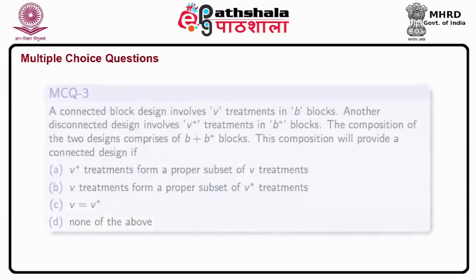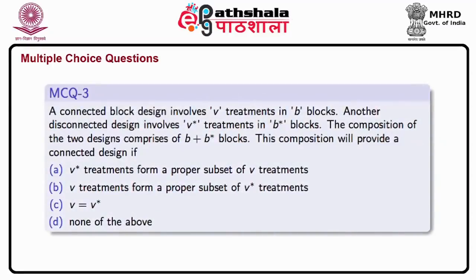And the third one: a connected block design involves V treatments in B blocks. Another, disconnected design involves V star treatments in B star blocks. One is connected, and the other, the second one, is disconnected. And the composition of the two designs comprises B plus B star blocks.